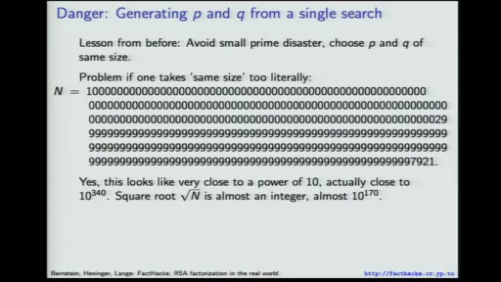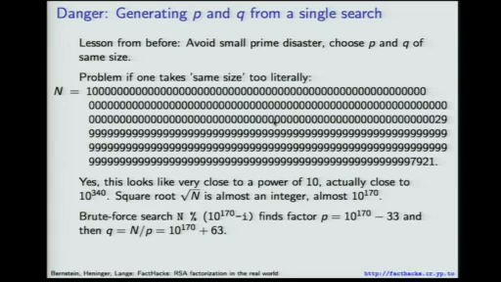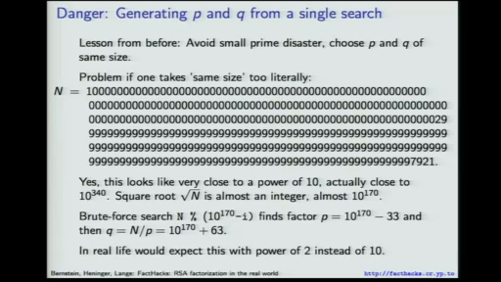So this example was cooked up by taking two primes, namely 10 to the 170 minus 33 and 10 to the 170 plus 63, and multiplying them. If you see lots of zeros and lots of nines, then you know that you're very close to a certain power. Now, in real life, this wouldn't be a power of 10, it would be a power of 2. And there actually are some examples.